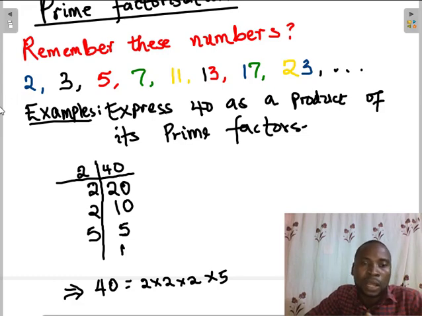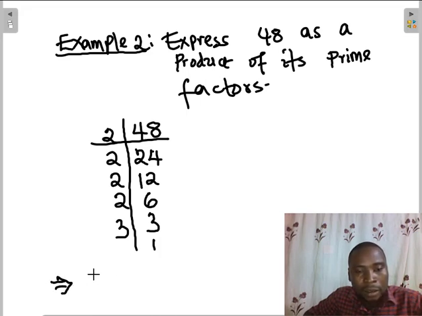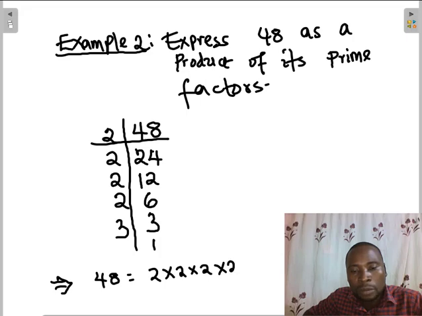2 has done its job. Let's jump over to the next prime number, whether it can help us do the next job, which is 3. Can 3 divide 3? Yes. 3 can divide 3 without a remainder. So we say 3 into 3 is 1. Once we get 1, we stop. So we say this implies that 48 can be written as 2 multiplied by 2 multiplied by 2 multiplied by 2 in 4 places multiplied by 3.